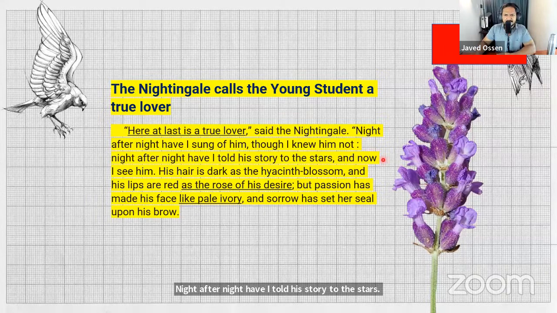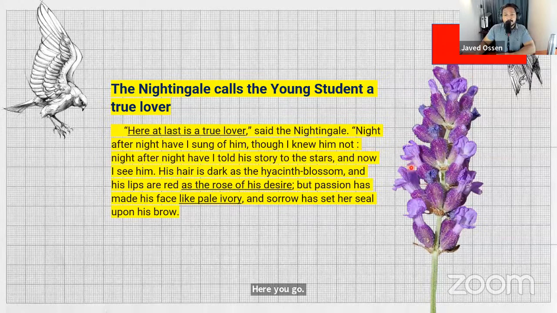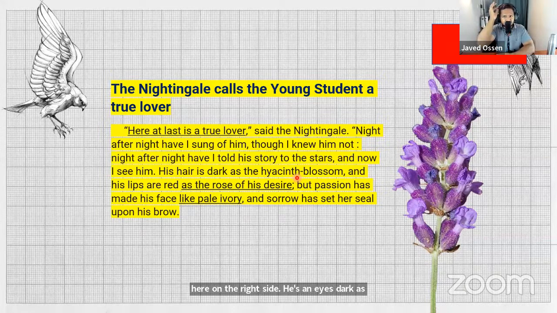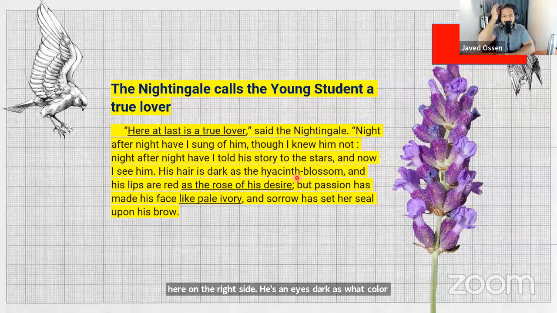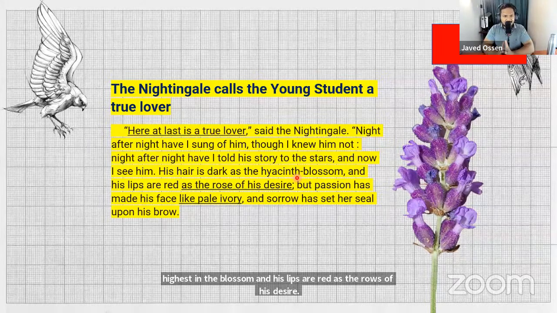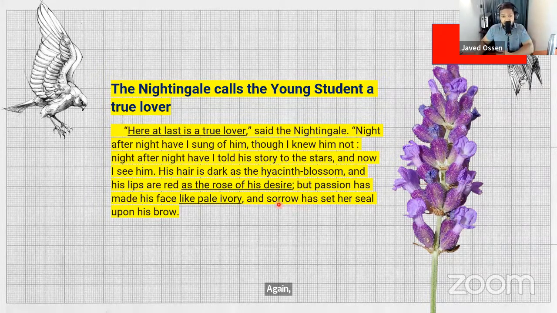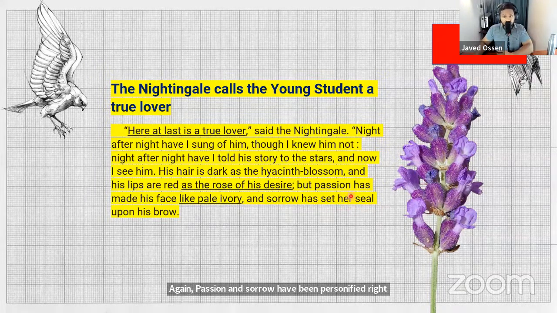What's a hyacinth blossom? It's a kind of flower. Here you go. There is even an image of the hyacinth blossom here on the right side. What color is the hyacinth blossom? A dark purple color, right? So his hair is dark as the hyacinth blossom, and his lips are red as the rose of his desire. But passion has made his face like pale ivory, and sorrow has set her seal upon his brow. Again, passion and sorrow have been personified, right? Sorrow has set her seal. If you're giving a pronoun to the word sorrow, that is personification.